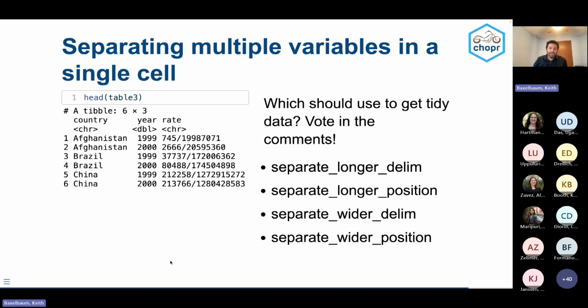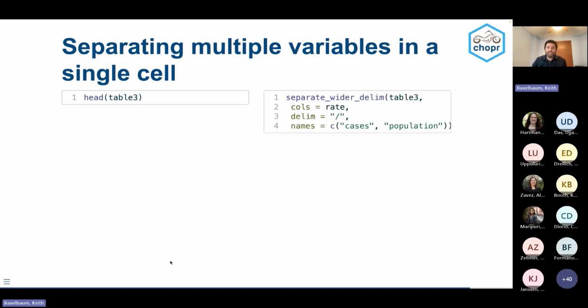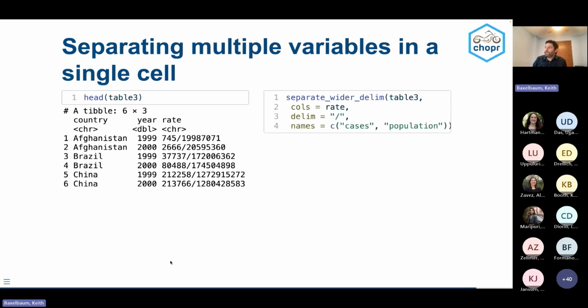We can ask basically, how do I want to separate them and what do I need to use to separate them? In this case, we would probably use separate wider delim, because we want to end up with different columns for our data to be tidied, because this rate column has both cases and population. It has two different variables, and the tidy data format means each variable has its own column. So we want to separate it wider. We want to make new columns. And we want to use delim because there's a character that tells us when to separate. We want to find the forward slash and take the things on the left side, make one column, and things on the right side, and make a separate column.